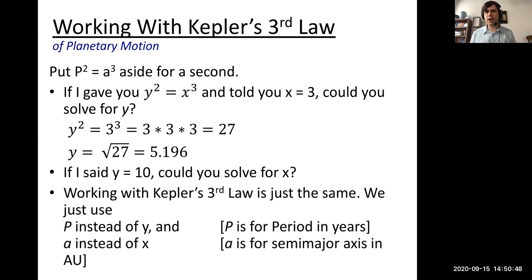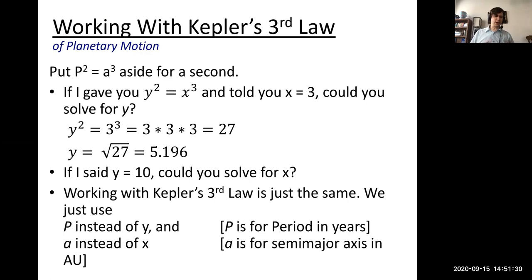Sure, you might have to shake off some cobwebs, but that is probably one of those things that you learned how to do, and you got pretty good at it. So Y squared equals X cubed, and I say X equals 3. Can you solve for Y? What you do is you probably say Y squared equals 3, which is what X is, cubed, and then you go, oh, 3 cubed is 3 times 3 times 3. So Y squared equals 27, and then you take the square root and solve it. And this, just replace Y with P and X with A, and boom, you're done. Make sure that you get your units right, that P is for period in years, A is for semi-major axis in AU.